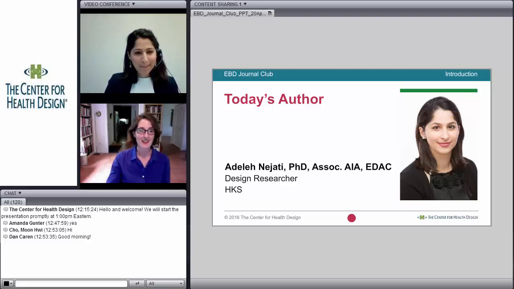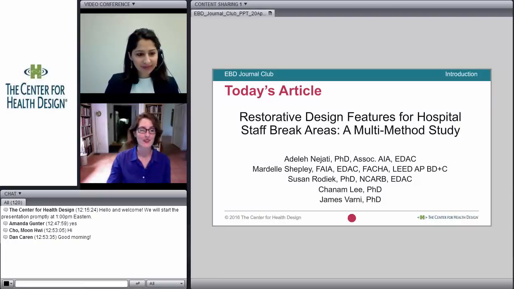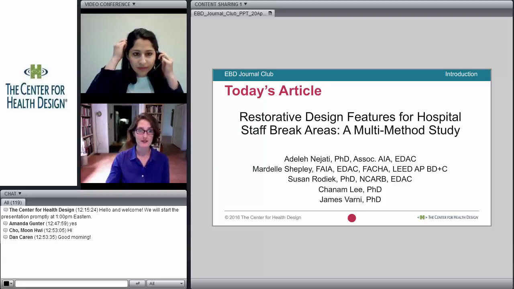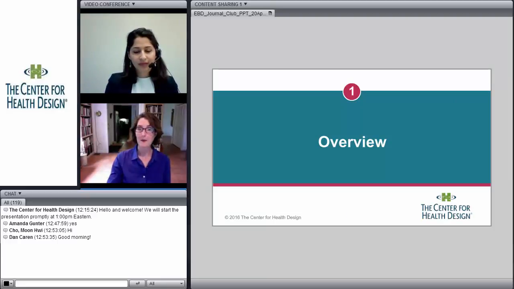As I mentioned, we're hosting this event to identify the everyday practical applications of research findings in a published article. Today's featured article is Restorative Design Features for Hospital Staff Break Areas, a multi-method study from the January 2016 Health Environments Research and Design Journal. On today's call, we will have an active discussion about key factors in Adela's study.